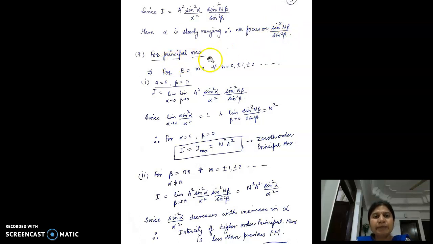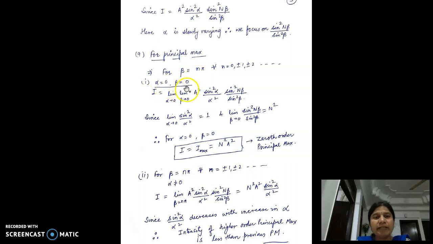Now for principal maxima, for all values of beta equal to n pi, if I put beta equals n pi over here and here, this becomes a 0 by 0 function, and by applying L'Hospital's rule, its value comes out to be equal to n square. So for beta equal to n pi, we are going to get a maximum.